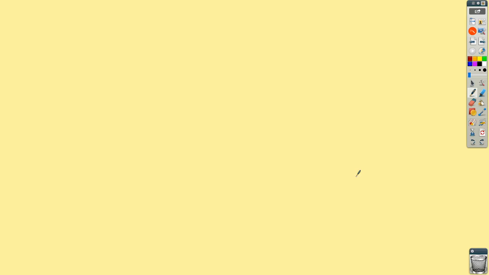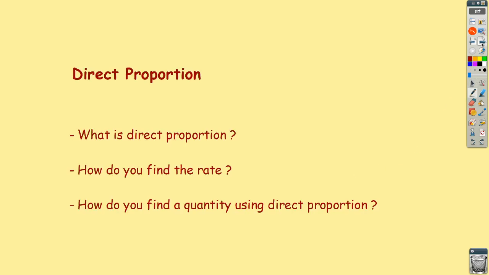And today we're looking at a topic that's closely related to, and is often done at the same time as, which is why we're doing it here, the ratio work. That topic is called proportion or direct proportion. As usual, pause the video, make sure that you're aware of these three questions and you're able to answer them by the end.